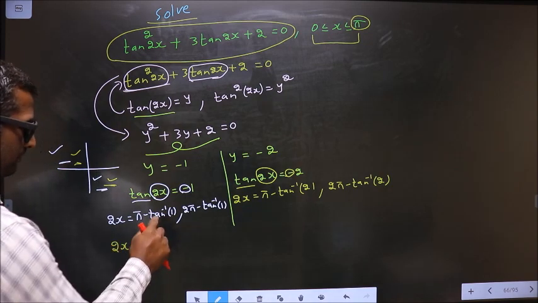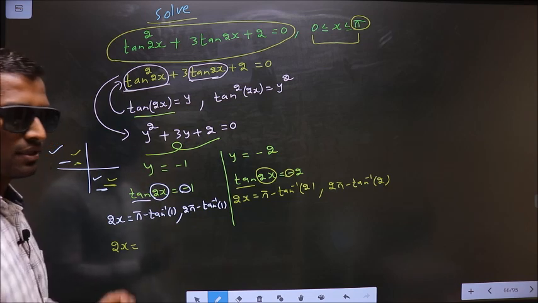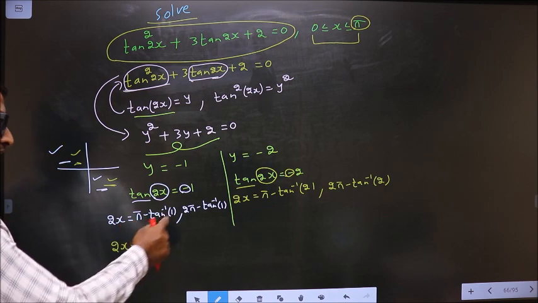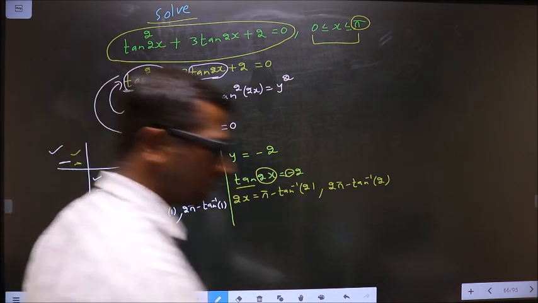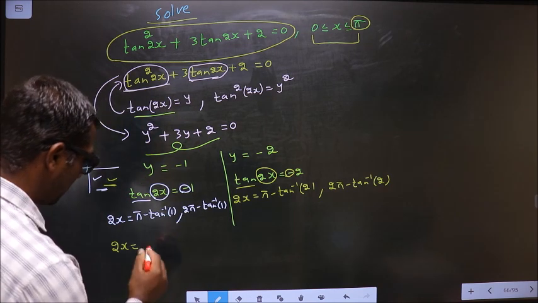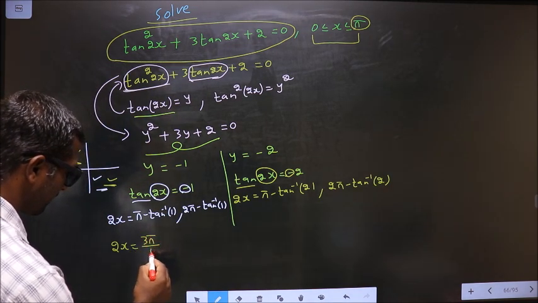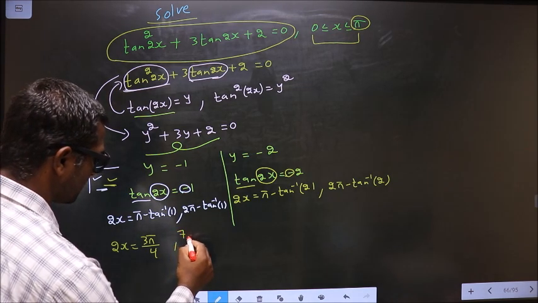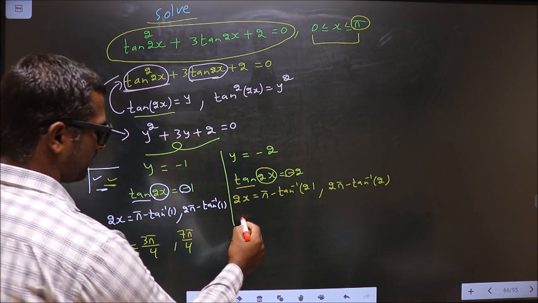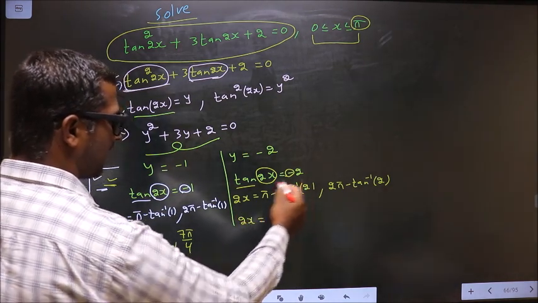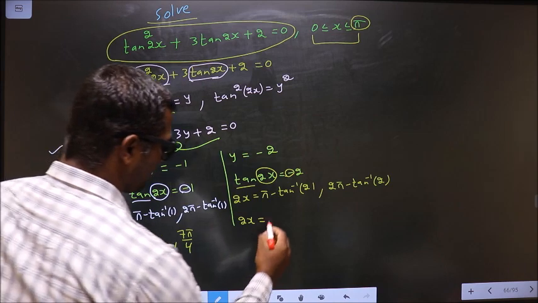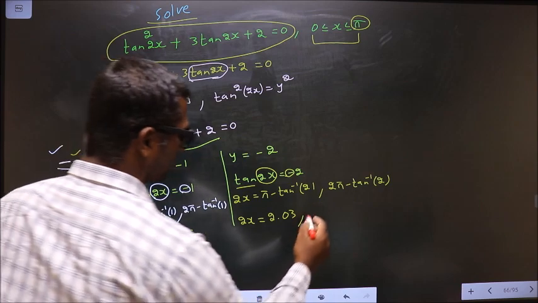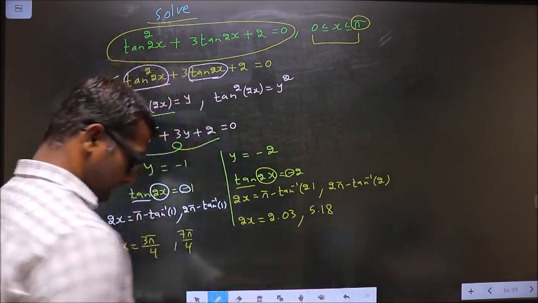Now, 2x equal to, before you calculate this, make sure your calculator is in radians mode. Now put this in the calculator, you get 3 pi by 4. Put this in the calculator, you get 7 pi by 4. Now here 2x equal to, calculate this, you get 2.03. Calculate this, you get 5.18.